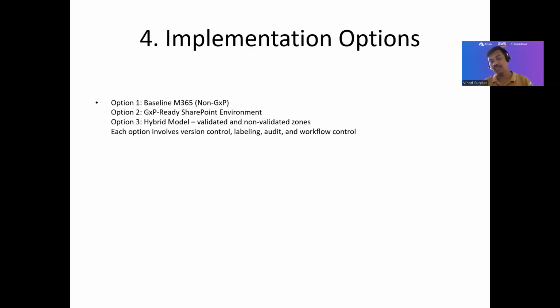Now each option involves version control, labeling, auditing, and workflow controls, which work as expected when we set them up appropriately, when the data is going to be accessible and provided to the respective teams and organizations, whoever is in contract or in a position to work with them, right?